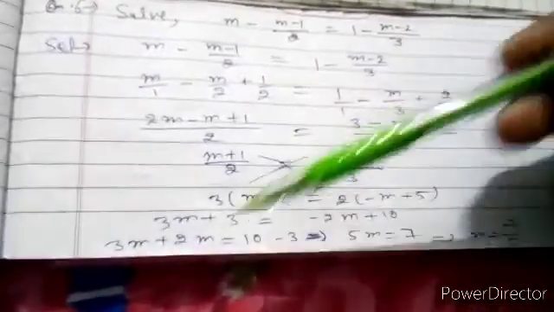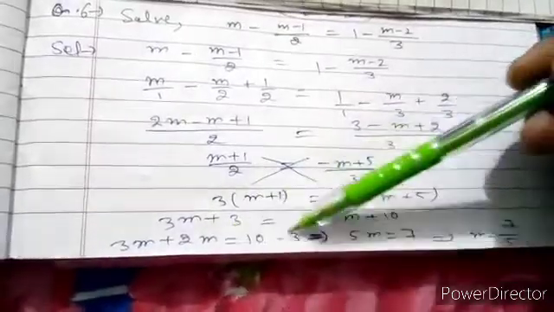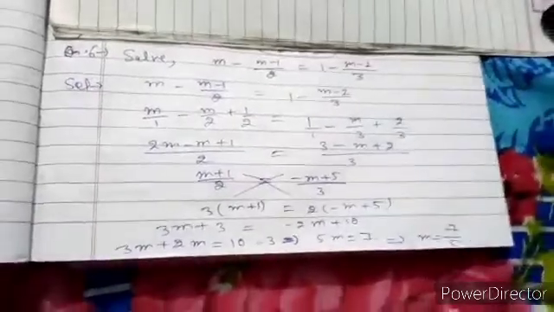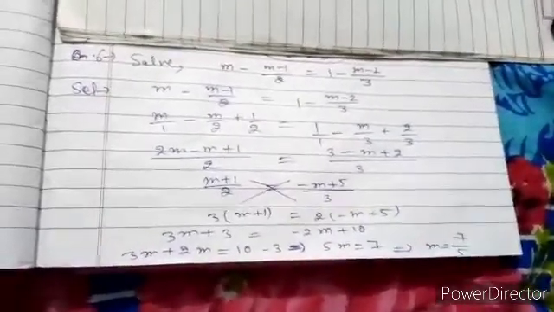Likewise, now the m terms will be shifted to the left hand side and the terms without m to the right hand side. So the m value is 7 upon 5. So this is question number 6 of exercise 2.5.